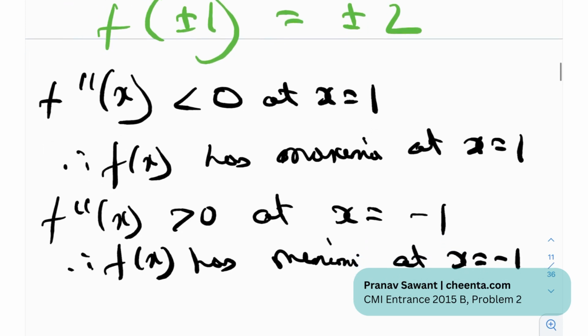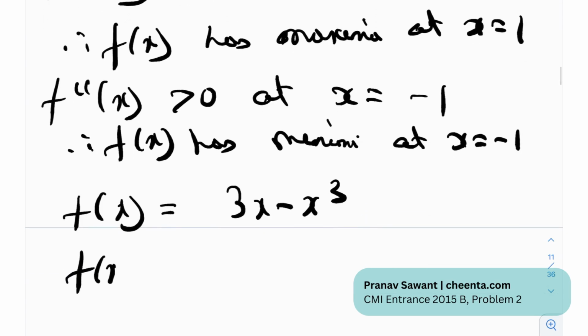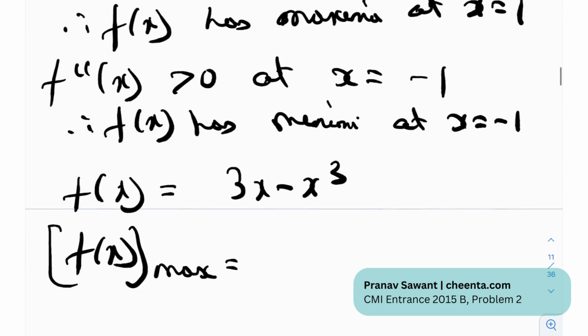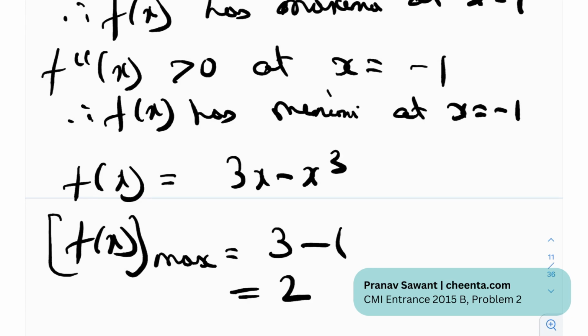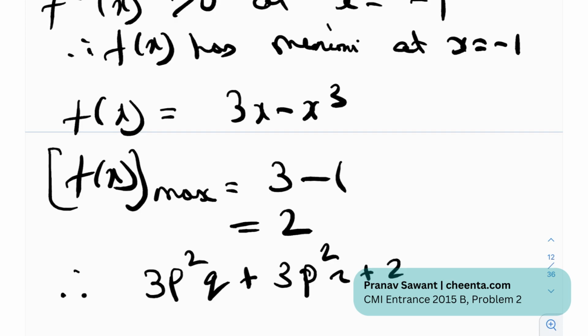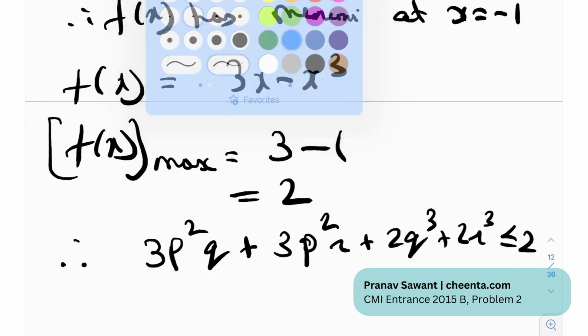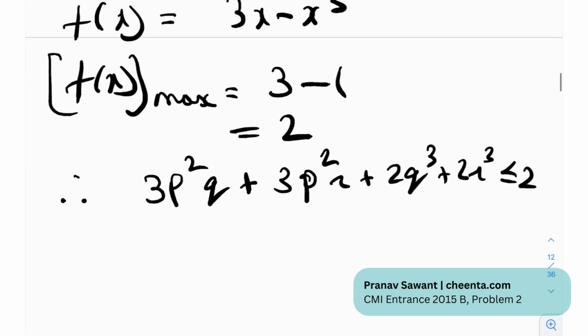So if I just put x equal to minus 1, we had f of x is equal to 3x minus x cubed. Now f of x, the maxima of this, what would be the maxima? Maxima would be achieved at x equal to 1, that is 3 minus 1 is equal to 2. So therefore the quantity that we had, 3p square q plus 3p square r plus 2q cube plus 2r cube, is less than or equal to 2. Its maximum is essentially 2, right? So therefore we have proved part A of the question.